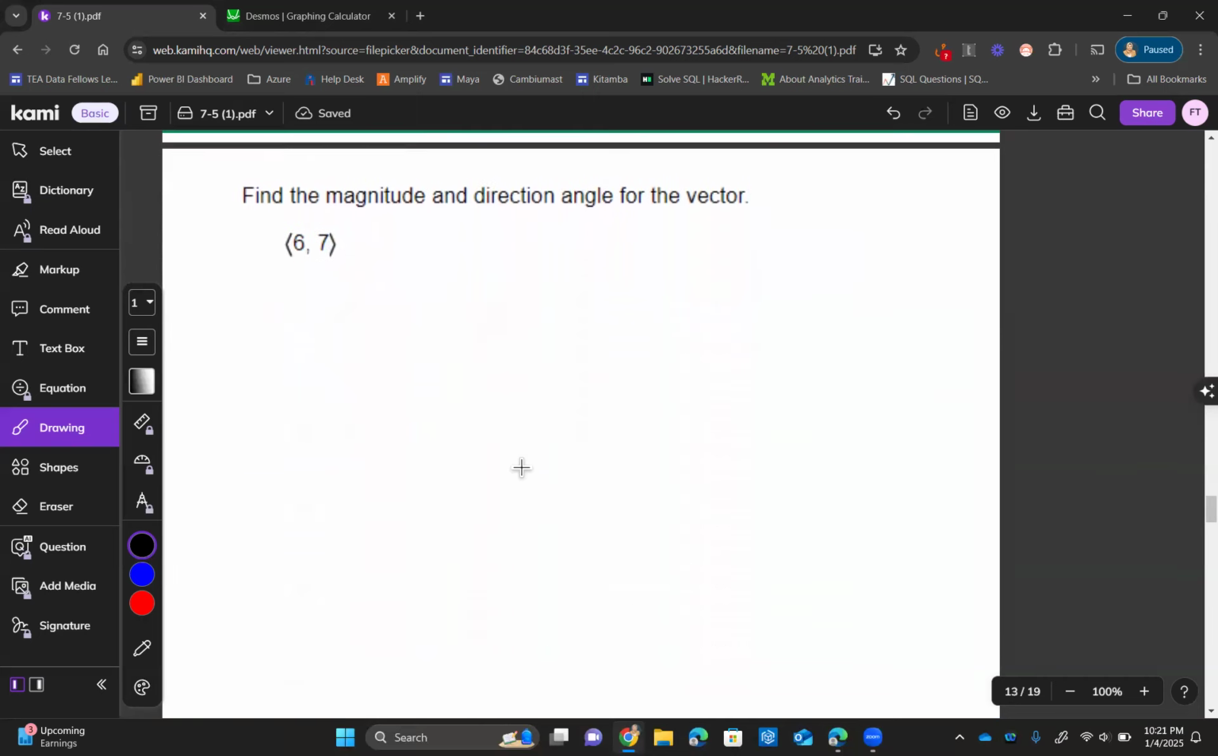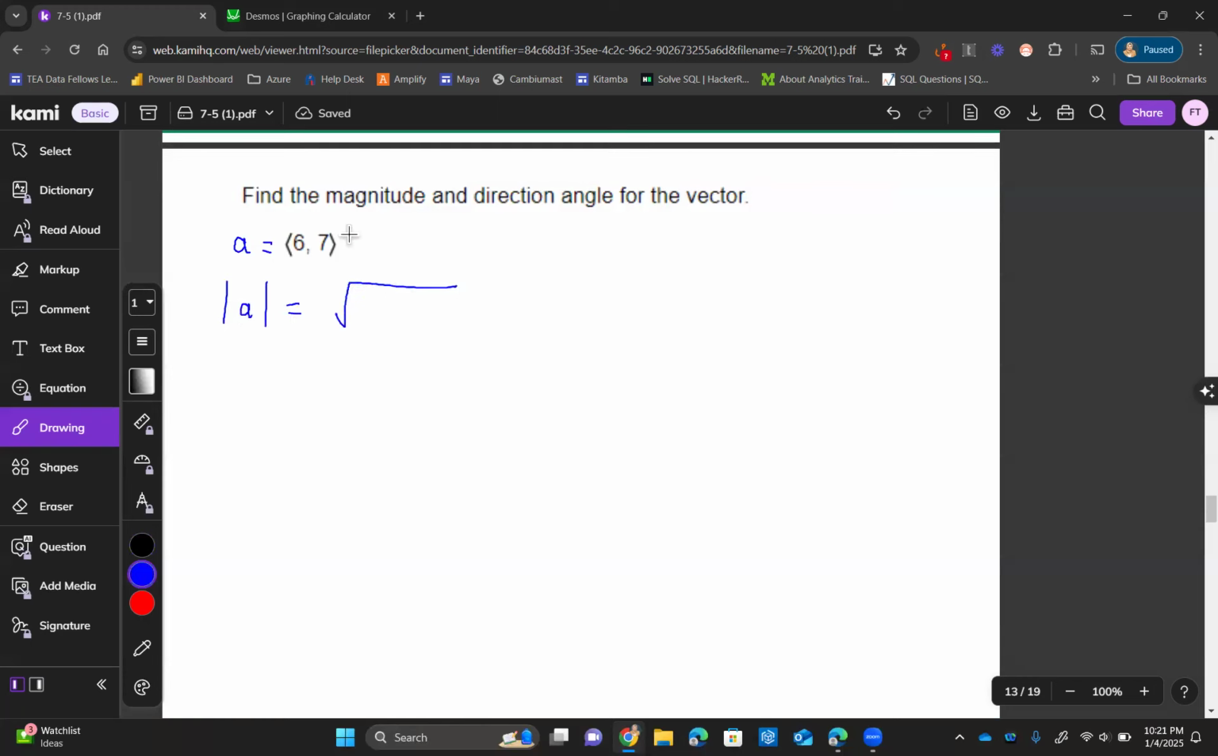Now we're going to model some examples from the homework that you're going to solve. Some of the questions on the homework are going to show up like this. It says find the magnitude and direction angle for the vector. So for magnitude, let's just call this vector A for now. And magnitude means we need the absolute value of vector A.